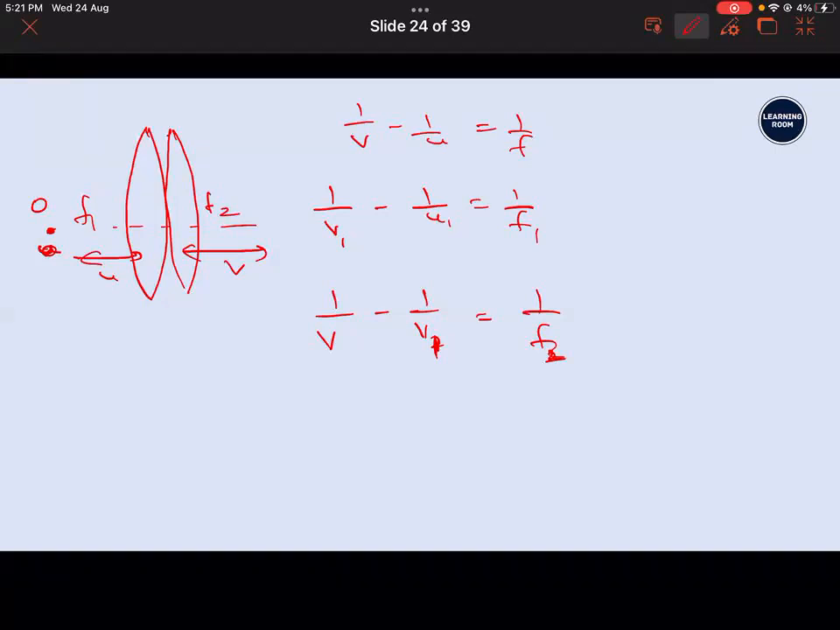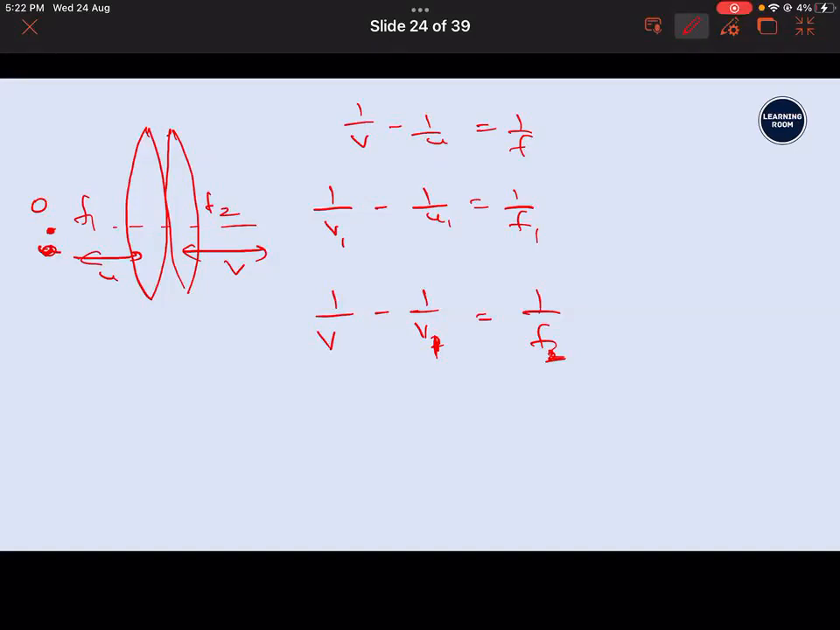Now, what did I tell you in this particular exercise? There is an object which is kept at a distance of u. And what kind of lens did I consider in this scenario? I considered a convex lens. If it is a convex lens, how many ray diagrams are possible? 5 or 6.